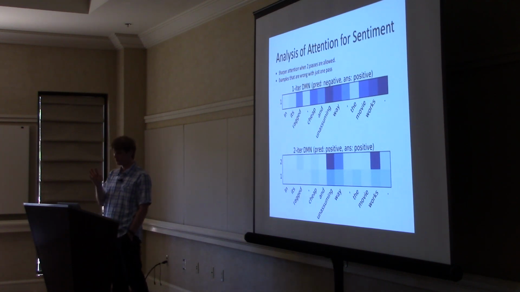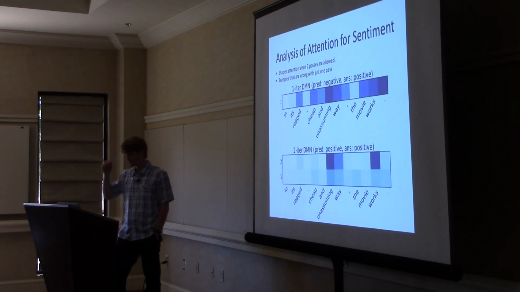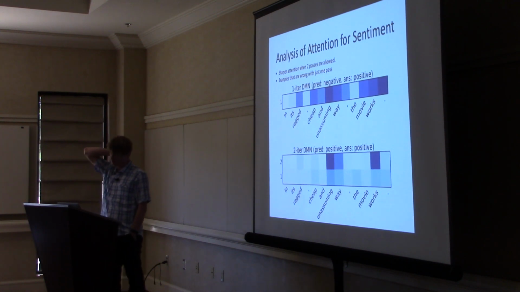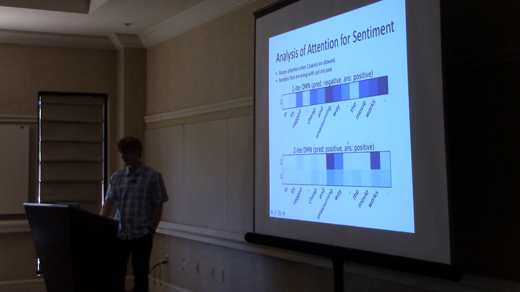And we'll often observe here that you can think of the first pass as getting a global sense of the sentence. And once you have that, then you can start paying attention to the right things. So here is, "In its ragged, cheap, and unassuming way, the movie works." The two-pass DMN basically isn't quite sure at first, but pays mostly attention to unassuming. In the second pass, it really focuses on unassuming. It takes weight away from cheap, which is sort of the most negative thing, and really pays attention to unassuming and works. It just works. And so in the end, it gets it right that this is actually a positive sentence.